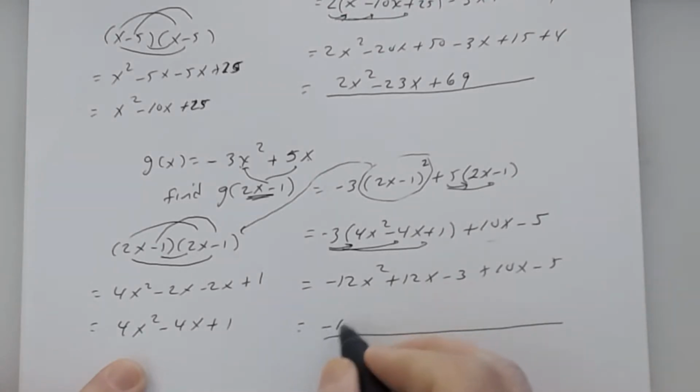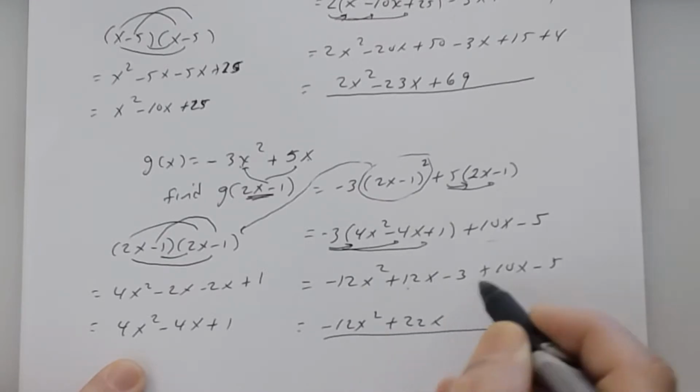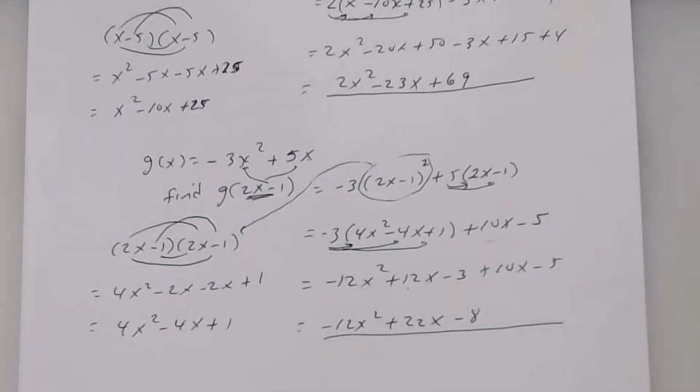So that's going to be negative 12x squared. What's 12x and 10x? 22x. And what's a negative 3 and a negative 5? Minus 8. Okay? All right, so quite a bit of work here, but that's going to also be the same for the difference quotient. Difference quotient is going to be a little bit more than that. But you follow the steps, you should be fine.